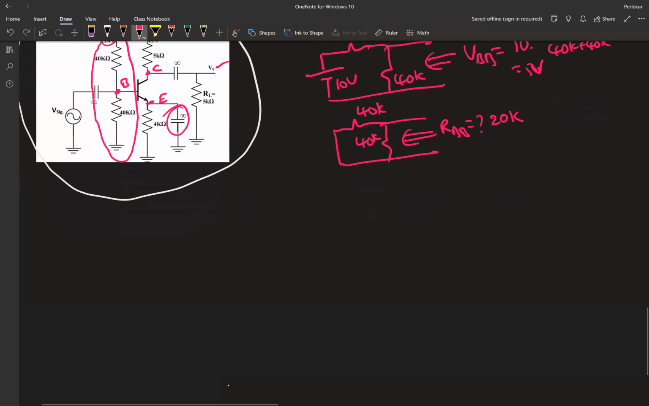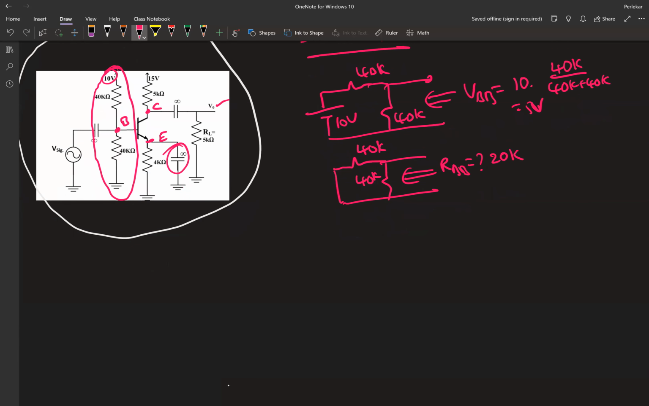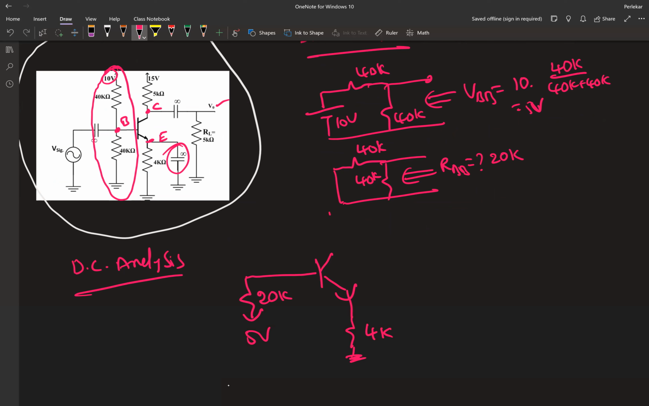So I'm going to redraw the circuit diagram. I'm still doing the DC analysis part. In DC analysis, I will have a 20 kilo ohm resistor and 5 volts on the base. That's an NPN transistor. Based on this arrow, you can tell that's NPN. That's 4 kilo ohm, 5K, and 15 volts. Now I'm going to use the KVL in that loop.